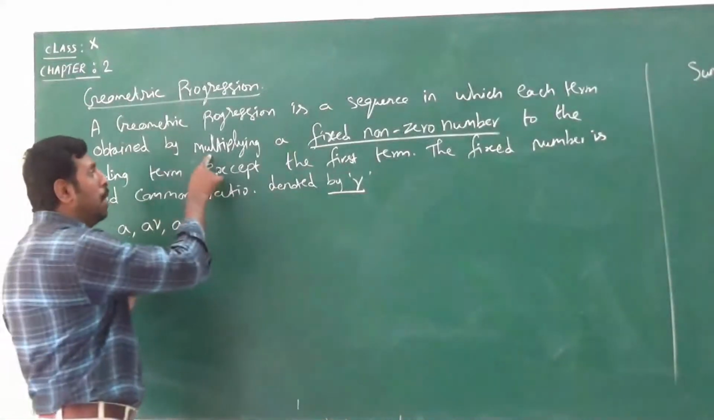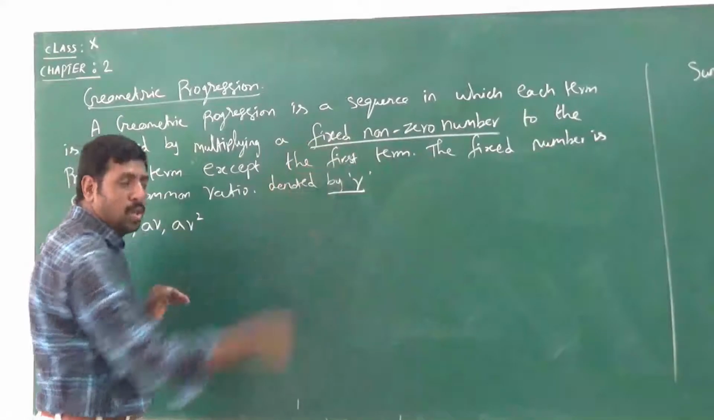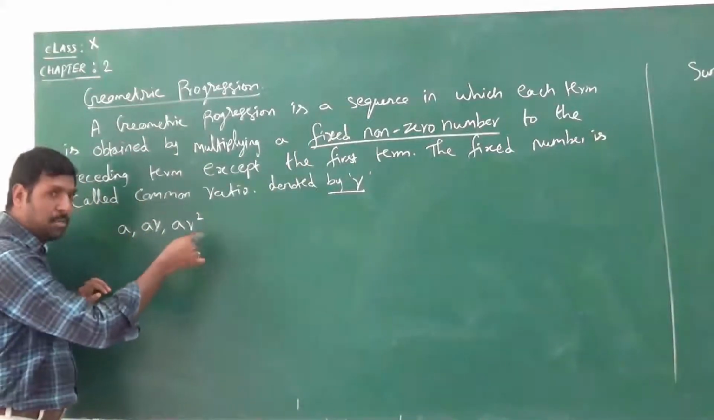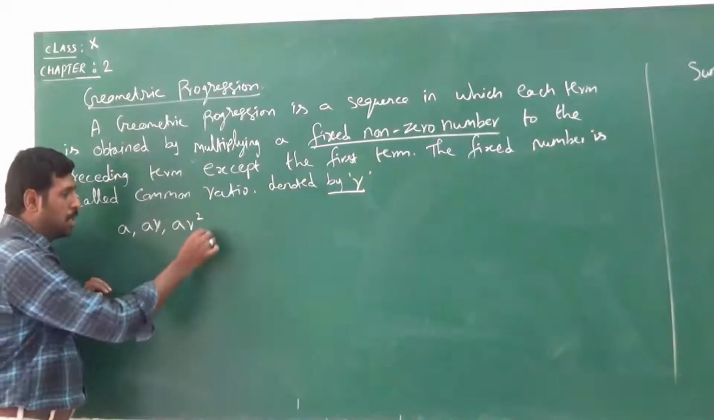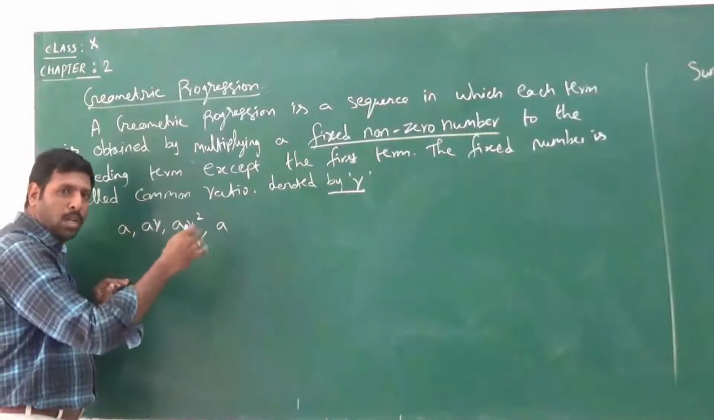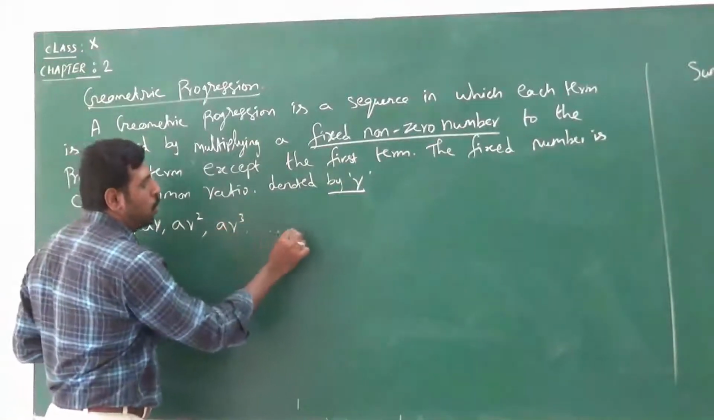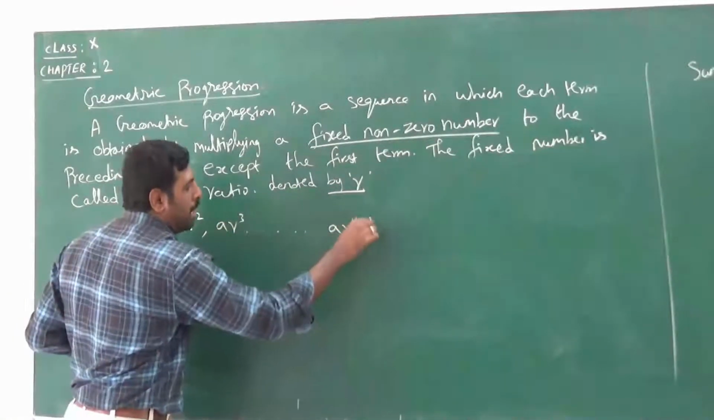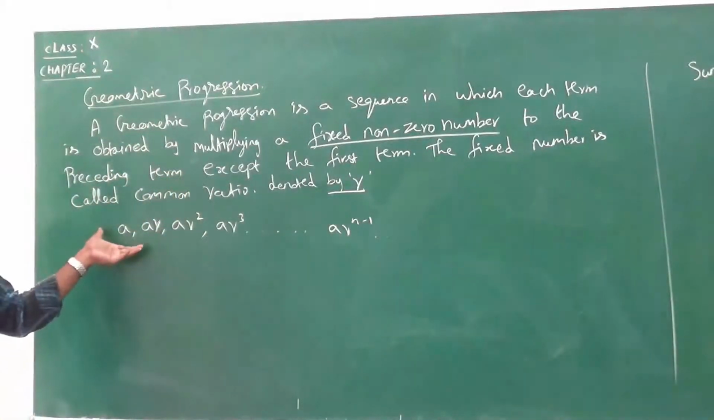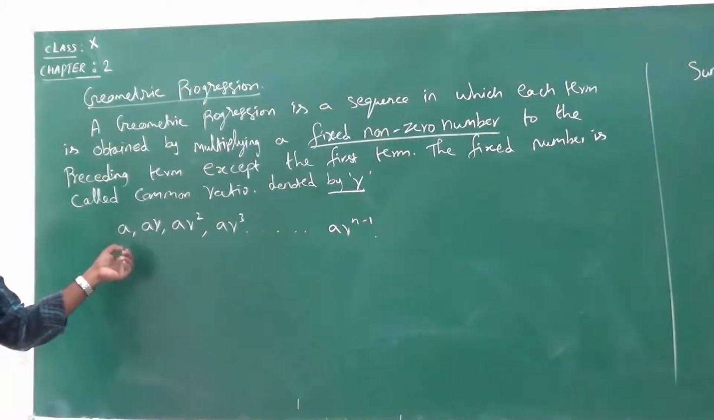Multiply by a fixed non-zero number. Here the fixed non-zero number is R. So for the next term we have to multiply the term by R; next we multiply by R again, R into R means R cube, up to A R power n minus 1, and it goes on. This is the general form of geometric progressions. Now we want to find the common ratio.